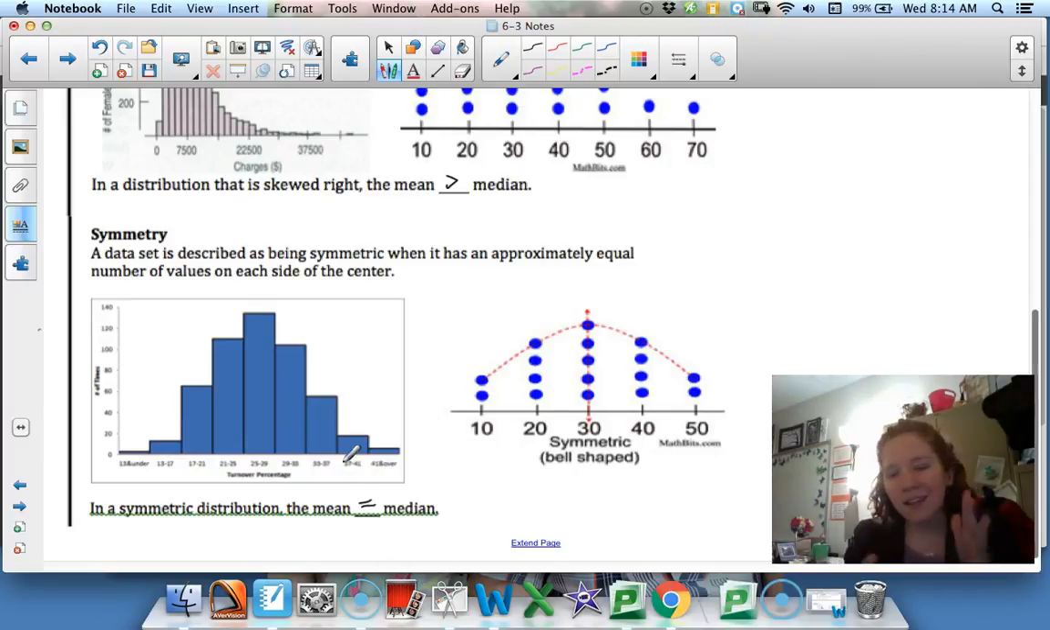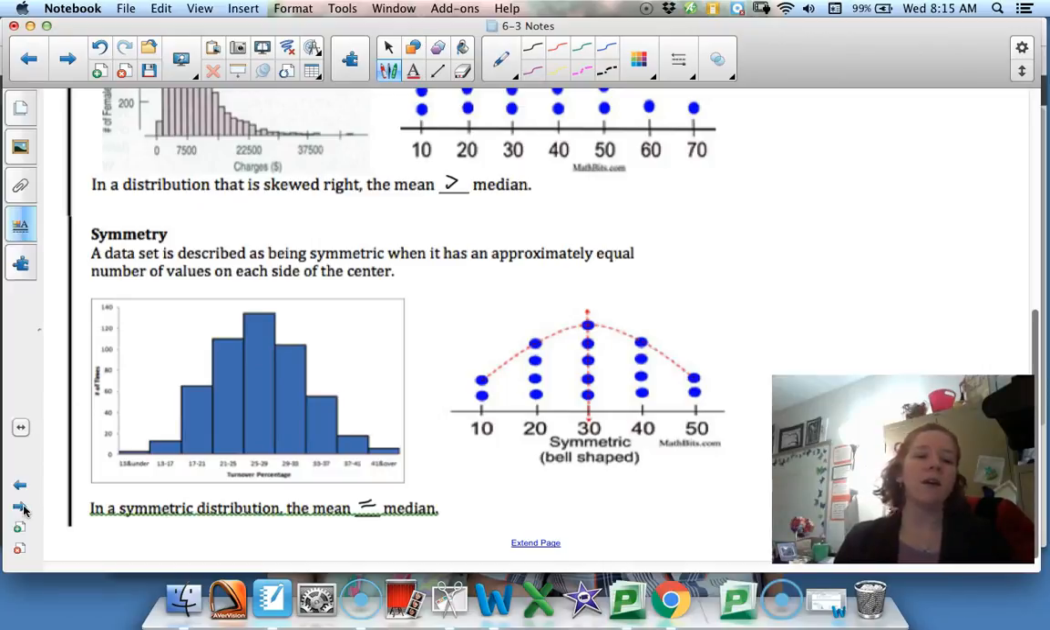Statistics has a lot of drawing conclusions based on data, and it's rarely exact. We're making assumptions and drawing conclusions, and one of the conclusions we can draw from a symmetric data set is that the mean and the median are going to be close. If it's perfectly symmetric, they'll be exactly equal. If it's just pretty much symmetric, like this one's not perfect, this one looks a little bit higher than this one, but still mostly symmetric, the mean's going to be pretty close to the median.